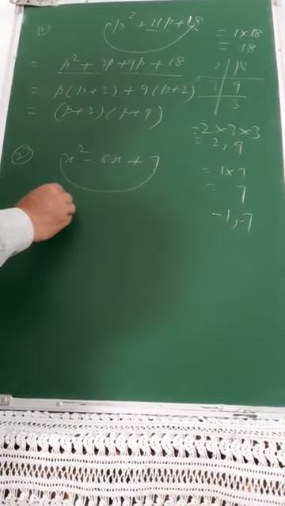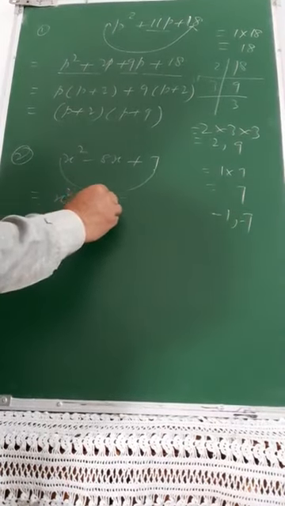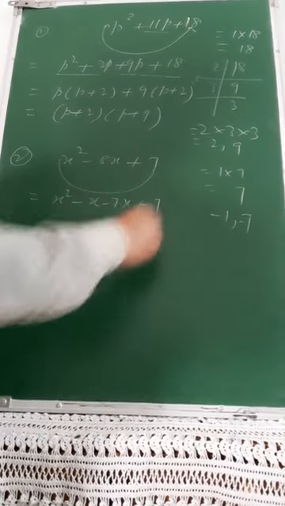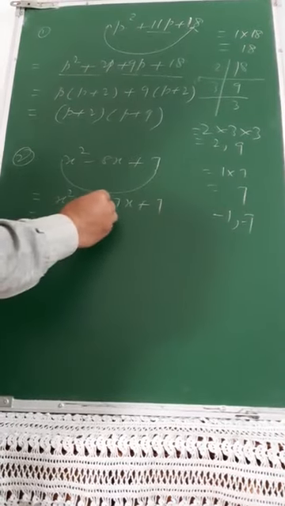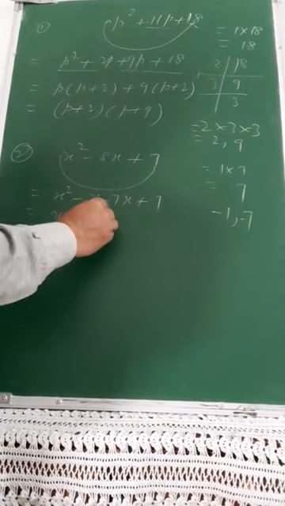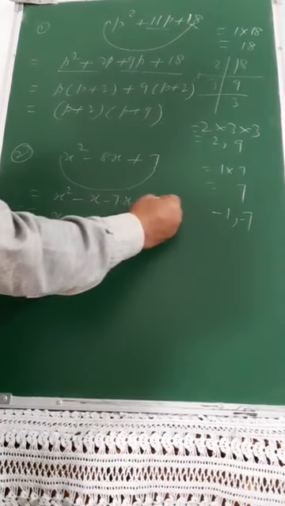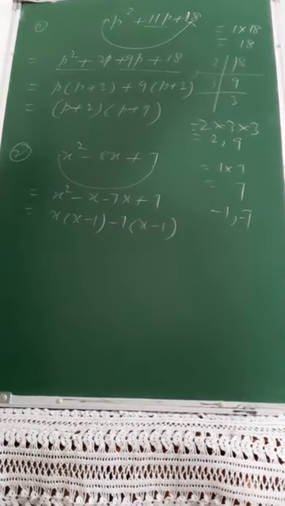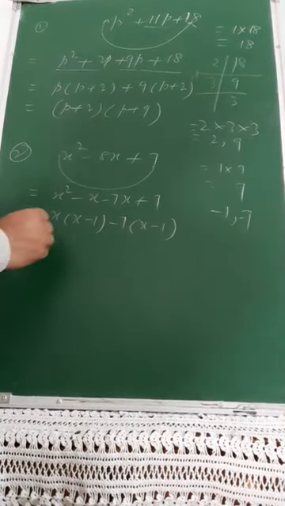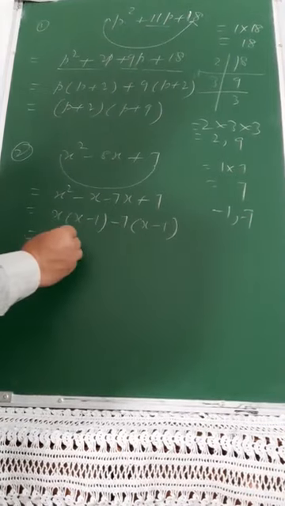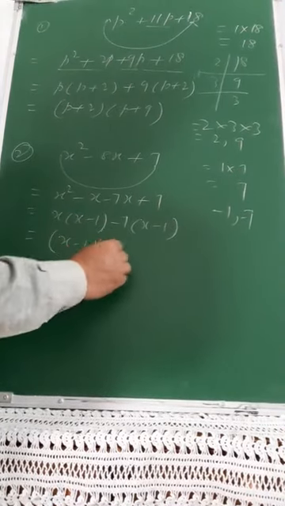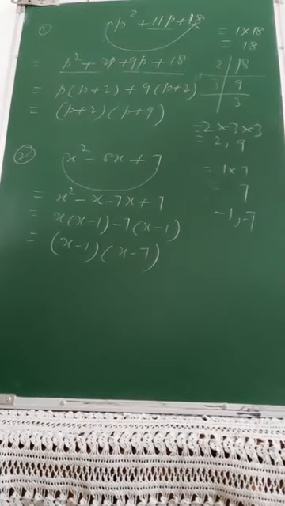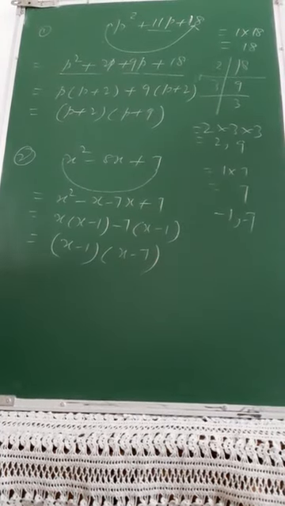So here again I can split it in terms of minus x, minus 7x plus 7. In x square minus x, only x is common, so here it is x minus 1. In minus 7x plus 7, only minus 7 is common, so again I will be left with x minus 1. So finally x minus 1 is here and also there, so I will take it common, and with the middle term split, it is x minus 1 into x minus 7.